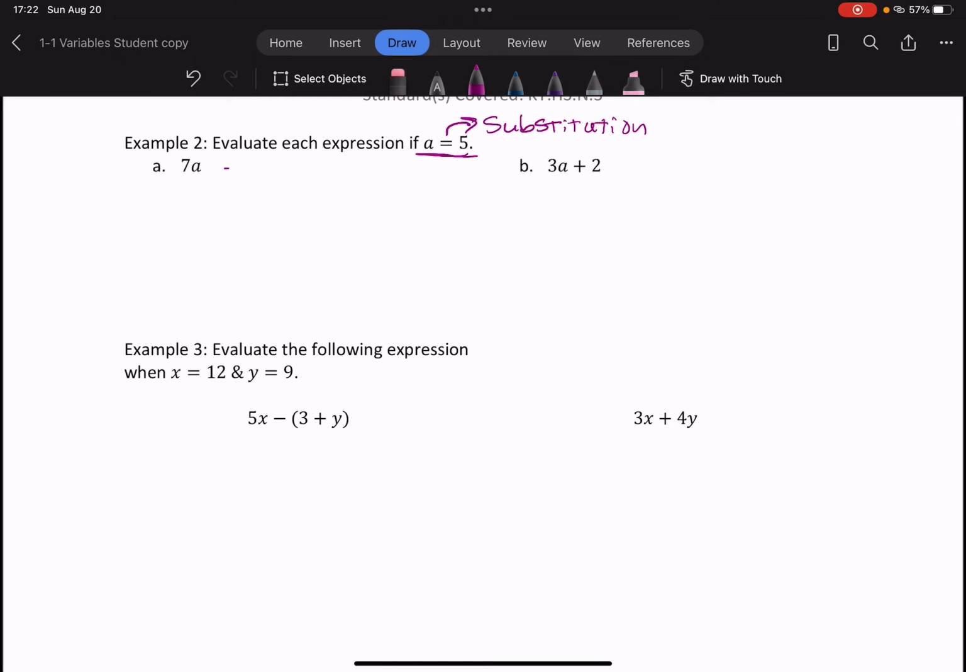So what this means, in part A, when I've got a number and a variable mashed together, that just means multiply. So I can write out 7 times, use the star, A. I could write out 7, use the parentheses, A. I could even use the dot, A. I will tend to use the parentheses. That's my preferred method. But one of those three works.